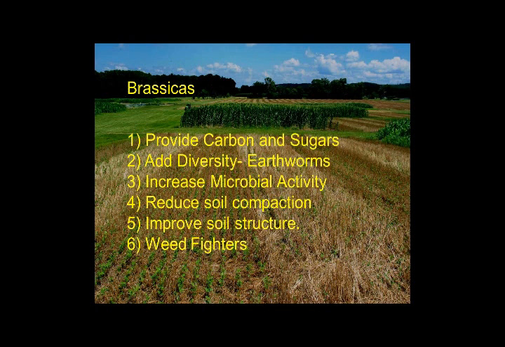Finally, we have these brassicas. They're going to help provide carbon and sugars. They add a lot of diversity to the soil, and they tend to really help with the earthworms, especially the radish. We like to say that the radishes kind of promote earthworm heaven. These earthworms really like the sugars that come from some of the radishes. They'll increase your microbial activity. They help reduce soil compaction. They improve the soil structure, and they're great weed fighters. They tend to have an allelopathic effect on a lot of the weeds in the soil. So that's why we like to put these together.